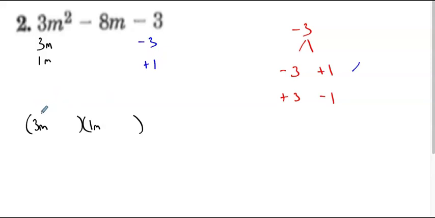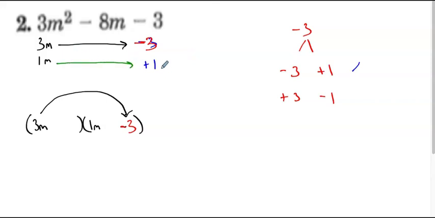Remember, when you FOIL, you're going to do 3m times whatever number you put there. So what do you want the 3m to multiply with? Let's say I multiply 3m by negative 3. That means negative 3 is going to take this position here. I'm going to write this in red, negative 3. So negative 3 goes there. And if I do 1m times 1, then this positive 1 is going to go here, because when I FOIL, the last terms will multiply as well.